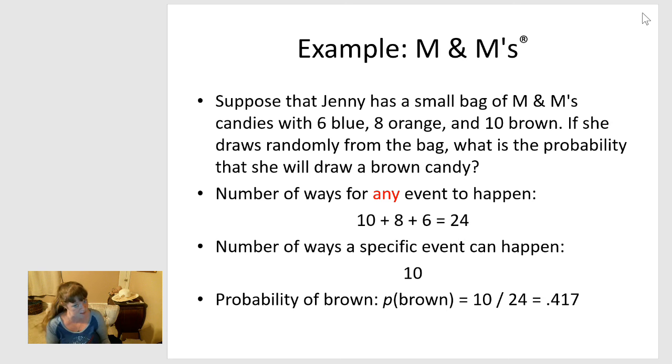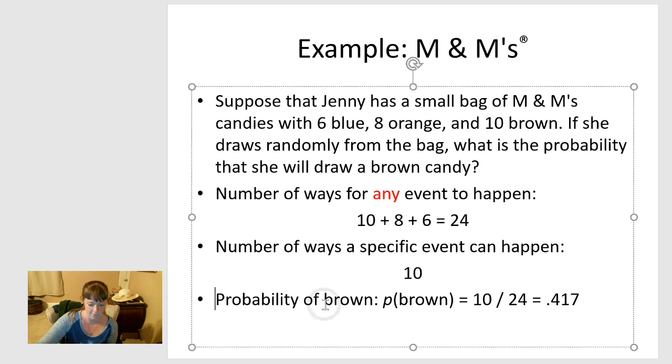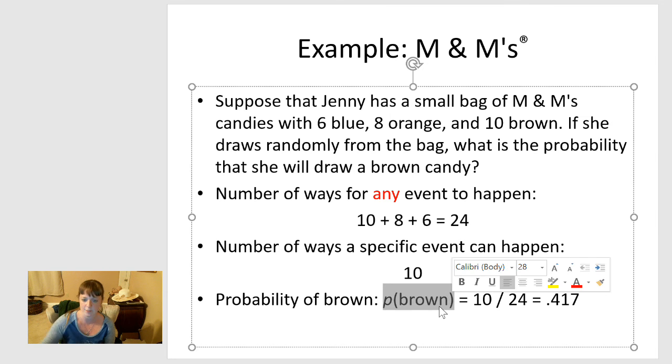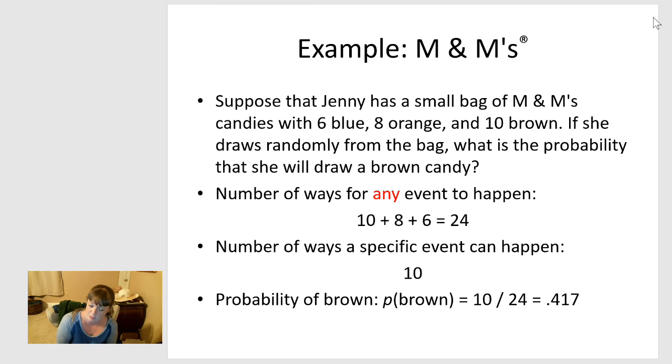Here are the formalities: the probability of it being brown. In symbols, we put P, and then in parentheses, brown. The probability that it's going to be brown is the number of brown M&Ms, 10, on top of the number of all the M&Ms. So as I'm about to reach into my bag, the probability that I'm going to pull out a brown one is 0.417, because that is the proportion of the bag that is brown.